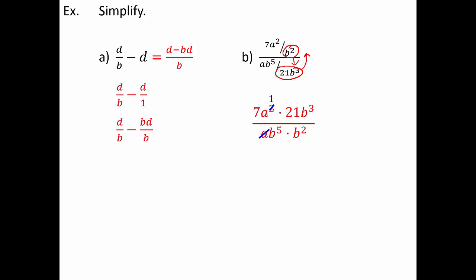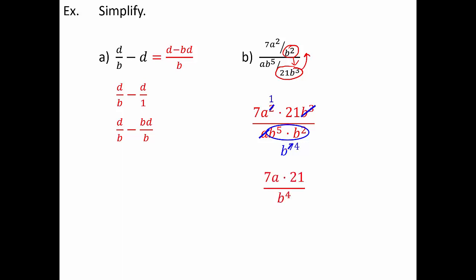And on the top, a squared becomes a to the first, which of course is just a on its own. Now I can do a similar thing with the b's, but before I do that, I'm going to group this b to the 5th and b to the 2nd together, recognizing that that really says b to the 7th. And then looking at the b to the 3rd on the top, b to the 7th on the bottom, I can cancel 3 b's on the top, 3 b's on the bottom. That's going to leave b to the 4th on the bottom.